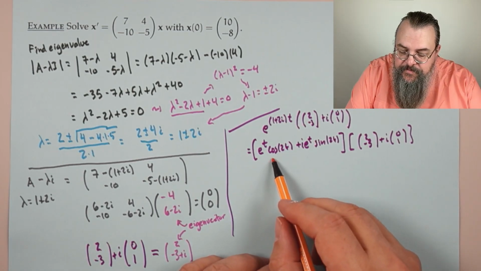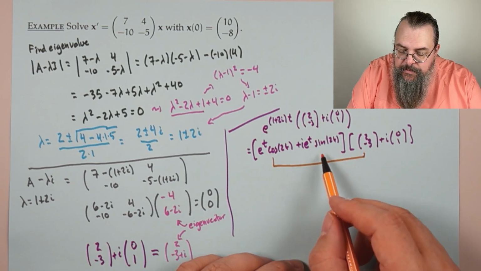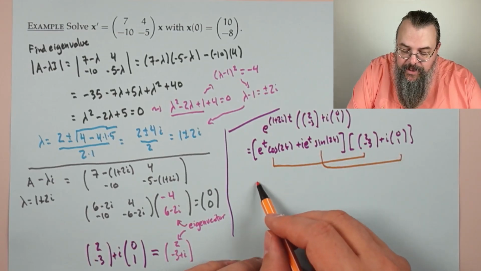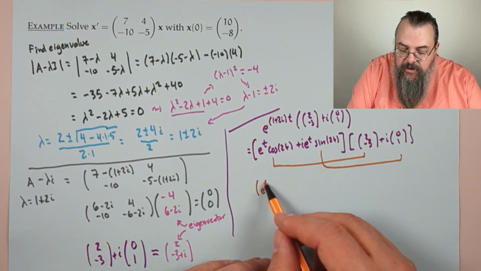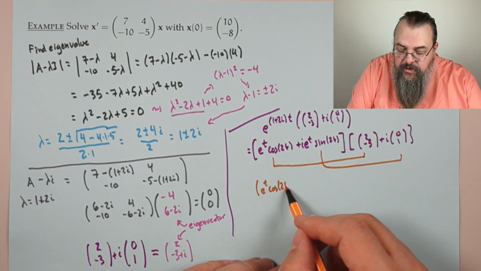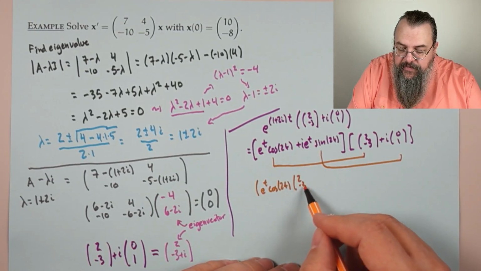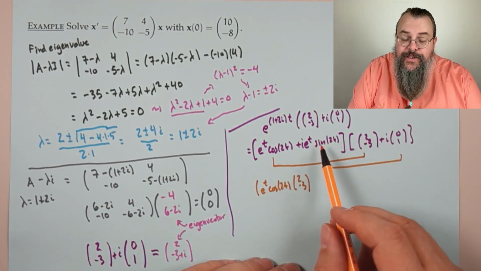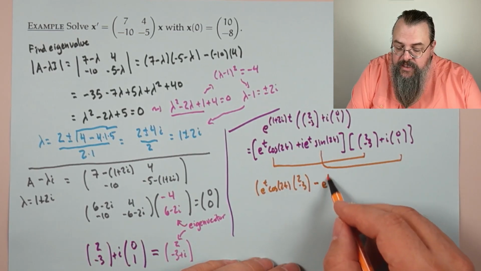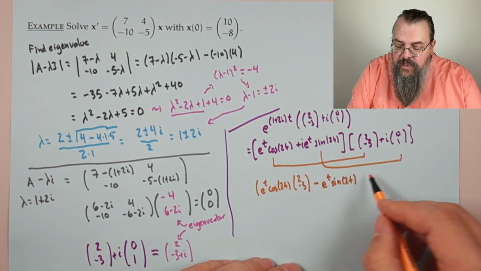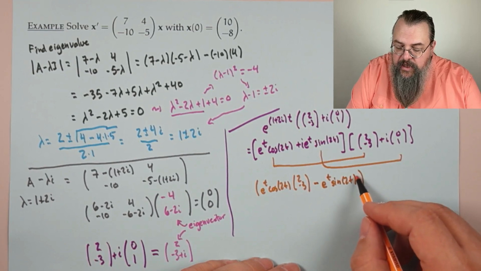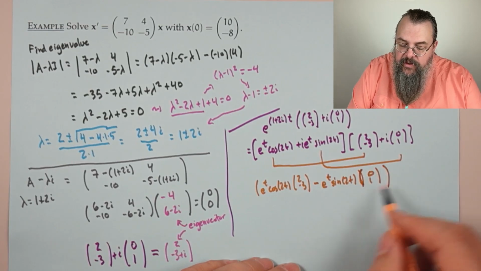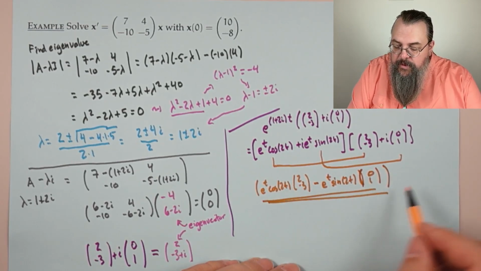All right, so we're going to do the real parts by taking real times real and imaginary times imaginary. So we have e to the t cosine 2t times 2, negative 3. And then when you multiply the imaginary parts, you'll get i squared, which is a minus, e to the t sine 2t, and that is times 0, 1. Okay, so this is solution number 1.